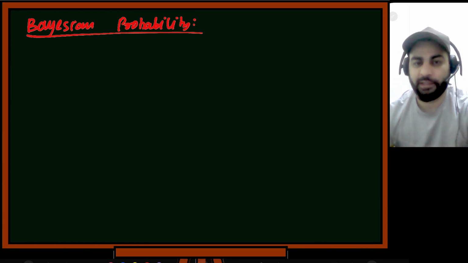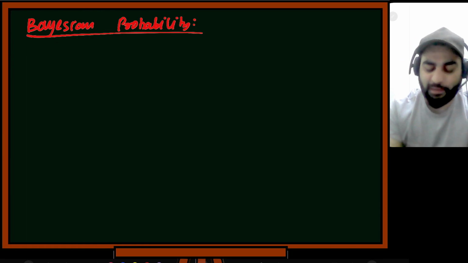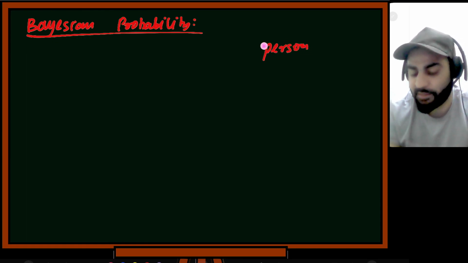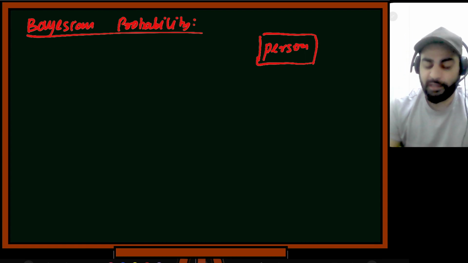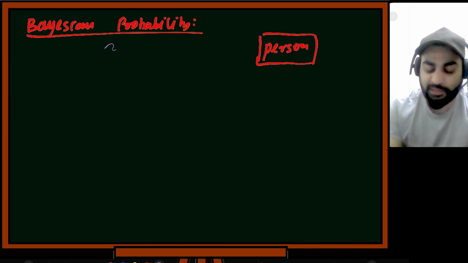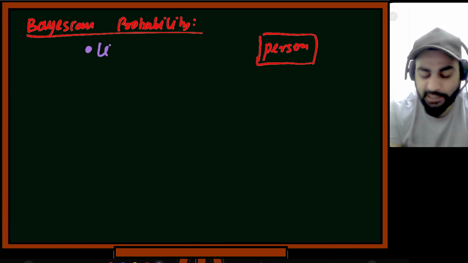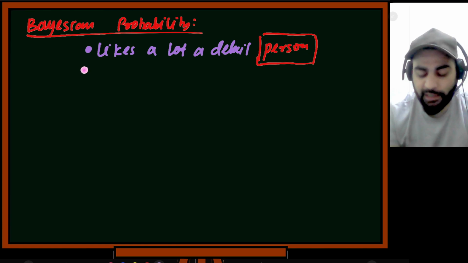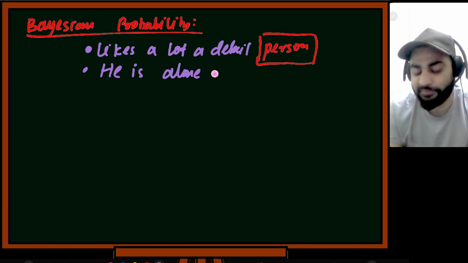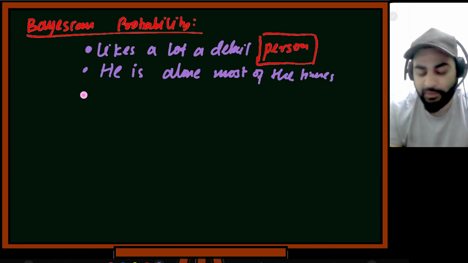Let's suppose we have a person, and I'll give you some characteristic traits of this person, and you tell me who this person is. The person likes a lot of detail, is alone most of the time, and likes to read books.